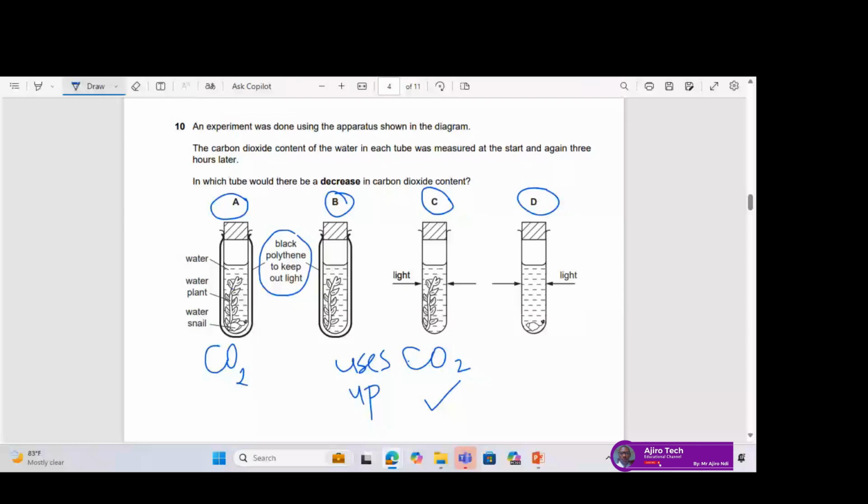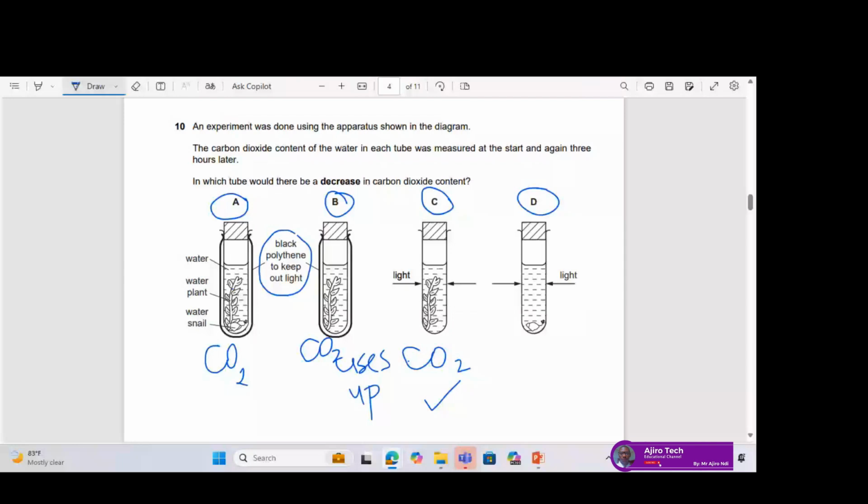B has a water plant, but it's also covered. So it's the same as A, but removing the snail. D only has water and is exposed to light, so there are no plants to photosynthesize, so the CO2 will remain the same.